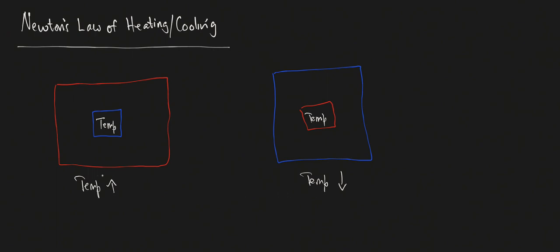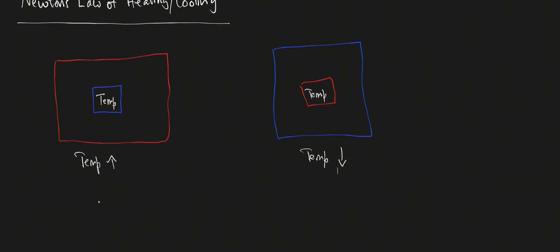But the rate at which the temperature may increase or decrease depends on a lot of variables. It depends on, for instance, how great is the temperature difference between the object and the surrounding. Well, Newton figured out, probably based on some empirical evidence and then some mathematical confirmation, that this was going to happen.